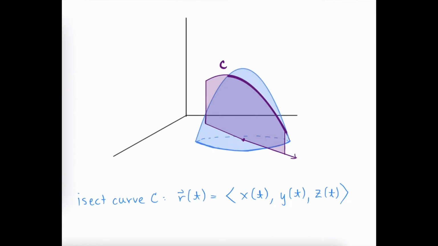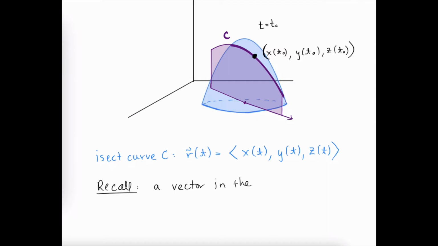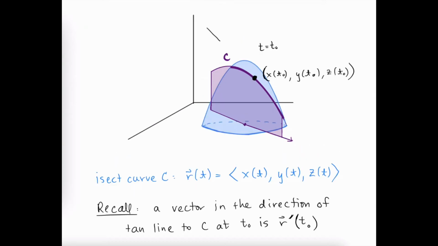Let's also consider a specific ordered triple on this curve C that happens at time t naught. So this ordered triple would be x evaluated at t naught, y evaluated at t naught, and z evaluated at t naught. Let's recall that a vector in the direction of a tangent line to our curve C at this point can be determined by looking at the first derivative of that vector function evaluated at t naught. So a tangent line to this curve at that point would have a vector in the direction that is r prime evaluated at t naught.